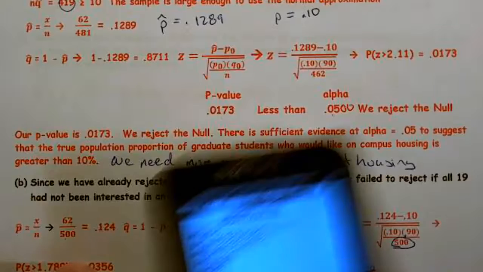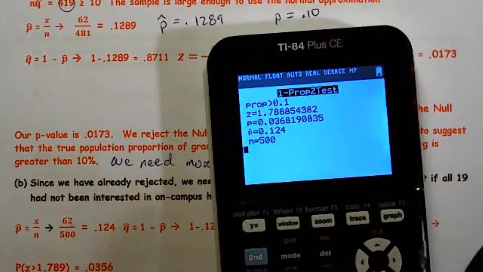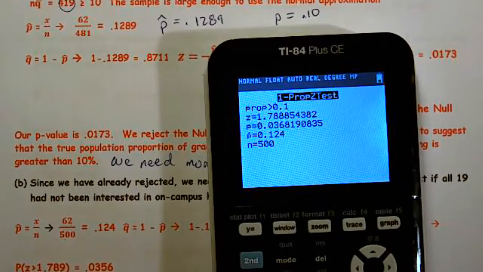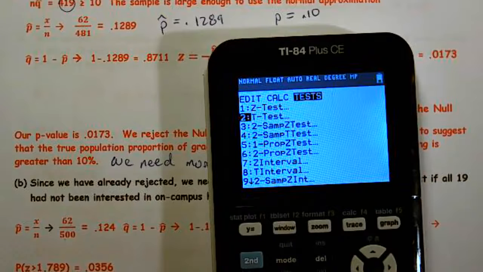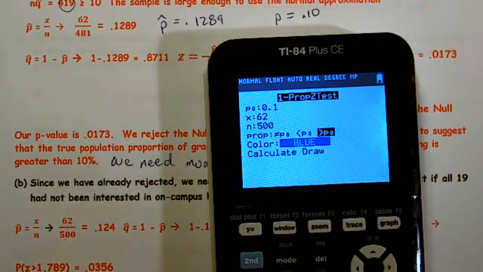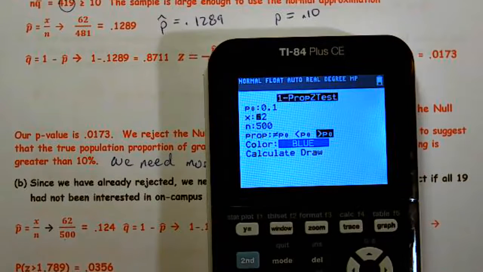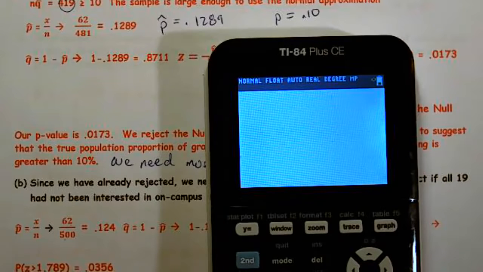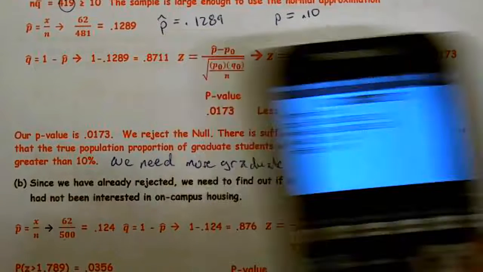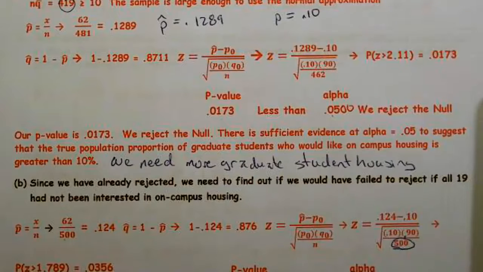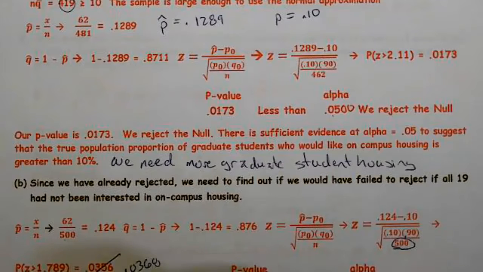And let me go back real quickly. Stats, test, 1 proportion z-test. 62, 500, yes, like all those values. And I press calculate. So this should be 0.0368. This should also be 0.0368. But it's less than alpha.